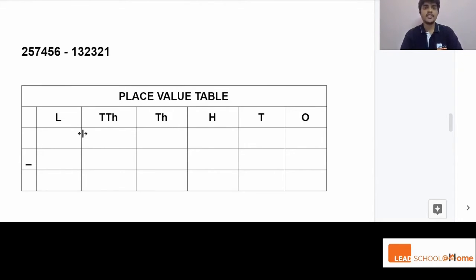2,57,456 is our bigger number, so we write that first. 6 will come in ones place, 5 in tens place, 4 in the hundreds place, 7 in the thousands place, 5 in the 10,000s place, and 2 in the lakhs place. Similarly, for the second number, 1 will come in the ones place, 2 in tens place, 3 in hundreds place, 2 in thousands place, 3 in 10,000s place, and 1 in lakhs place.